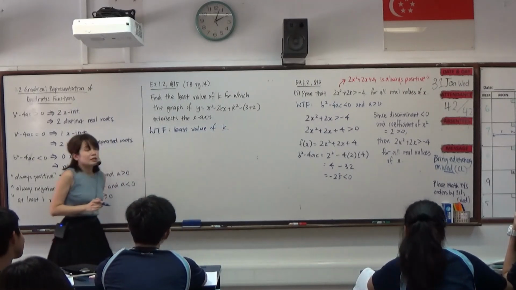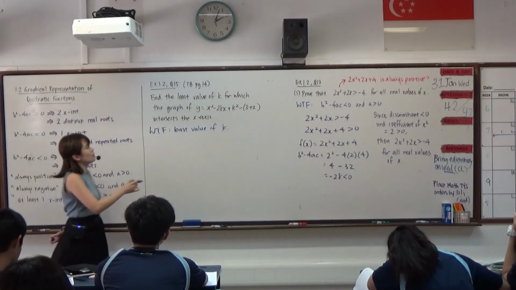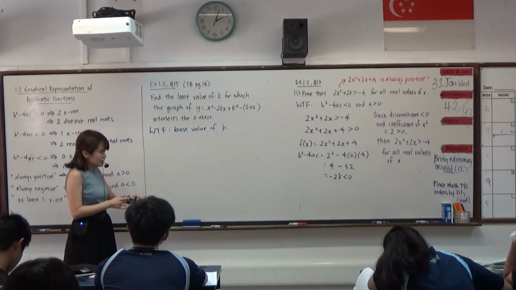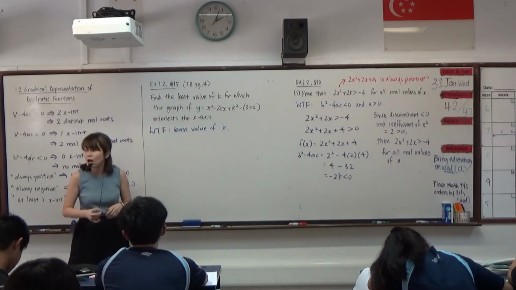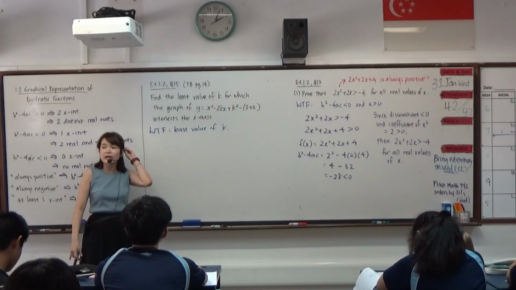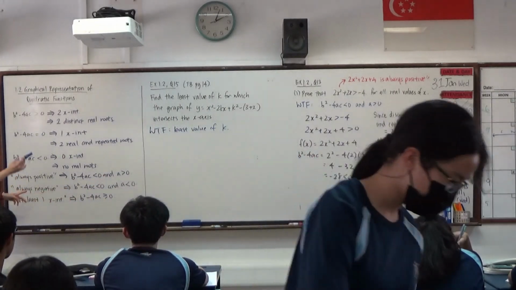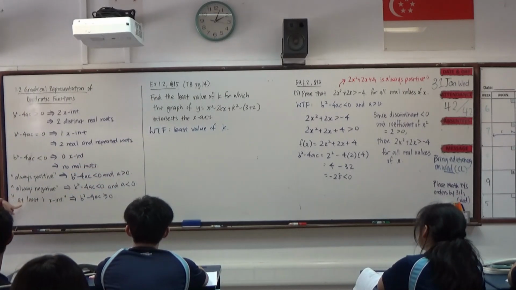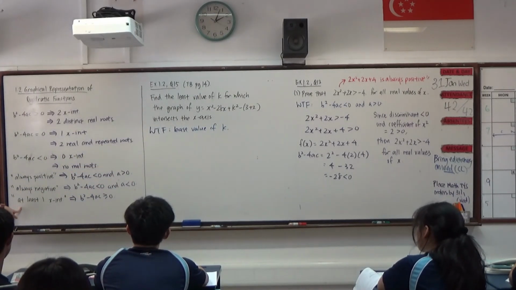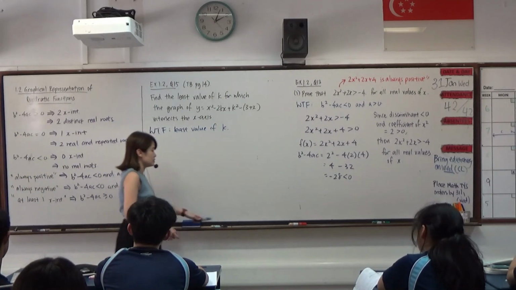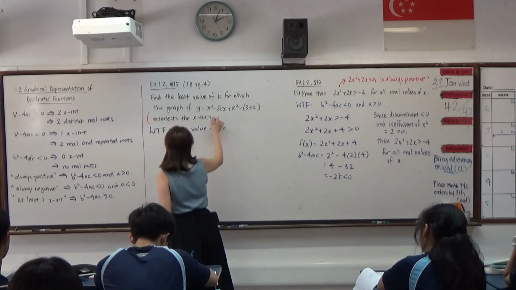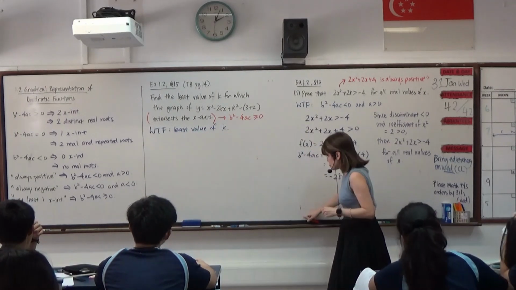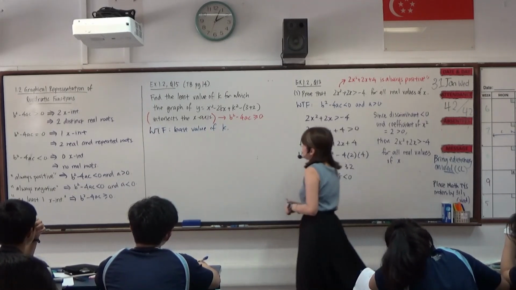Then we are given some information. The question says the graph intersects the x-axis. Did the question say how many intersections there are? No, right? At least one. When it doesn't give clarity over how many intersections there are, it actually implies having at least one x-intersection. So that means your discriminant must be more than or equal to 0.